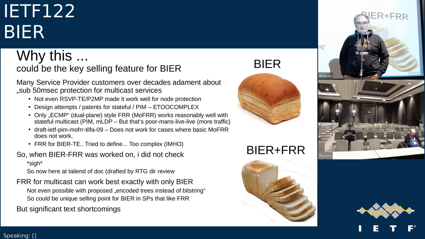And so now going through this, I'll have to say that this is kind of the best invention since sliced bread, or it is sliced bread for BIER, because so many customers have been adamant about sub 50 millisecond protection for multicast services, and we've always been struggling in making resilience for multicast work that well. The best we could get for sub 50 millisecond protection was MOFR, but you needed specific topologies to make that work. Or something like link protection with RSVP-TE point to multipoint.